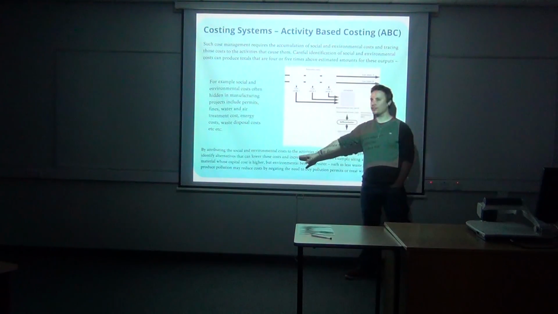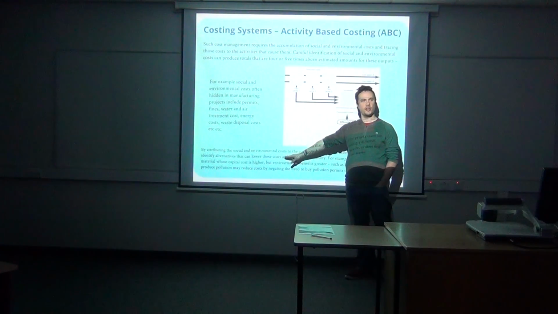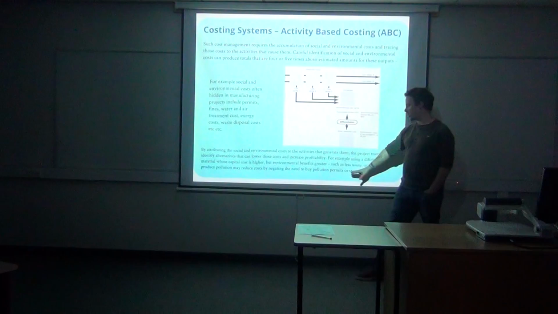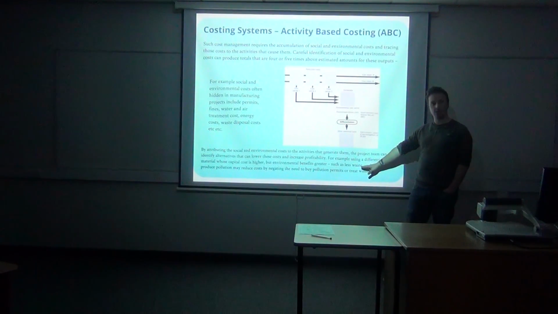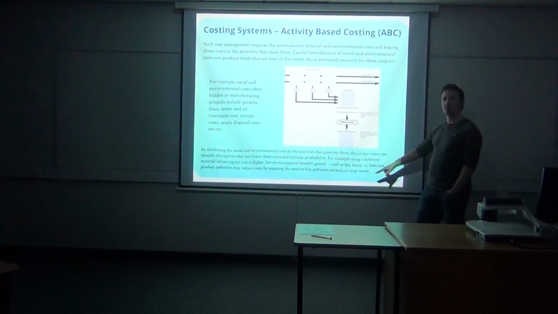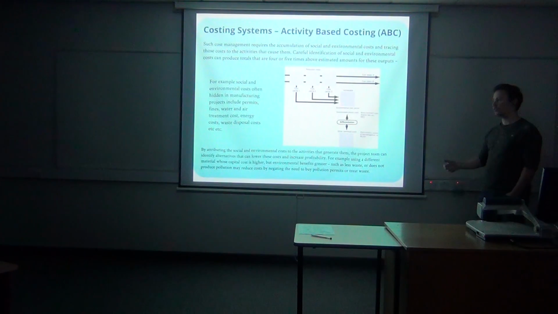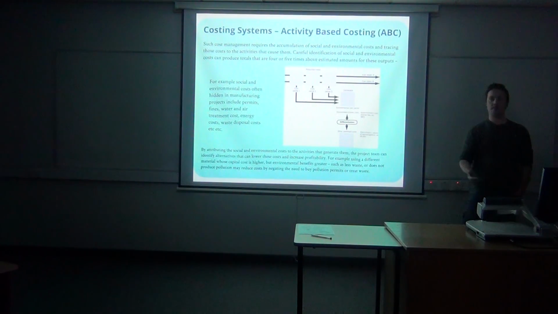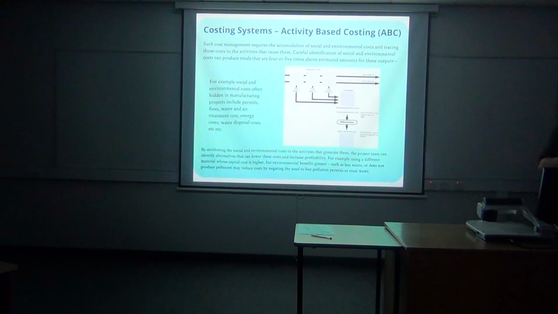So on first glance, that particular material will be more expensive and you'll say, no, we're not going to use it. But once you factor in that you're going to have less waste, which is less cost, and you're going to have less pollution, which is particularly less cost in permits, then actually it becomes cheaper. So just by factoring in every single kind of decision, I guess.